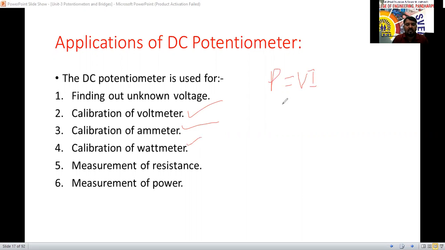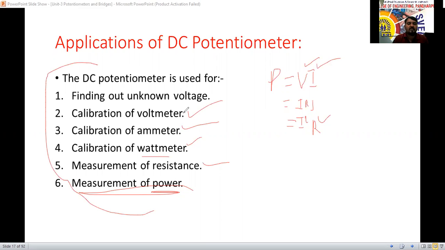Next, what is the formula? V equals IR, and multiplied by I, that is I squared R. So we can calibrate resistance also. A wattmeter is nothing but a power measurement. If we measure voltage and current, then power also we can measure. These are the applications of DC potentiometers. So that completes the DC potentiometer part.